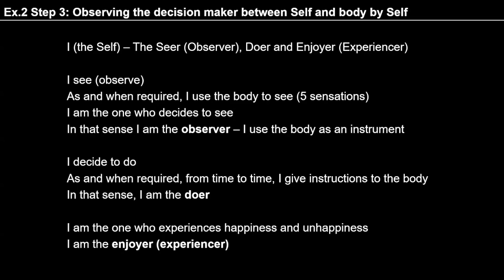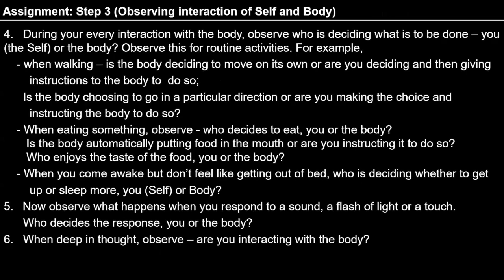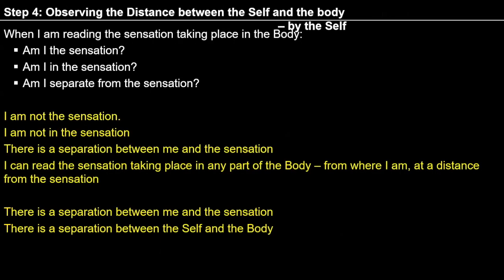With this step 3, in step 4, we are trying to observe the separation between me and body. When I read any specific sensation with decision, at that time I am asking myself, am I the sensation? Am I in the sensation? Am I separate from the sensation? With this I can see that I am not the sensation, I am not in the sensation, and there is a separation between me and the sensation. This separation we are trying to see in step 4.